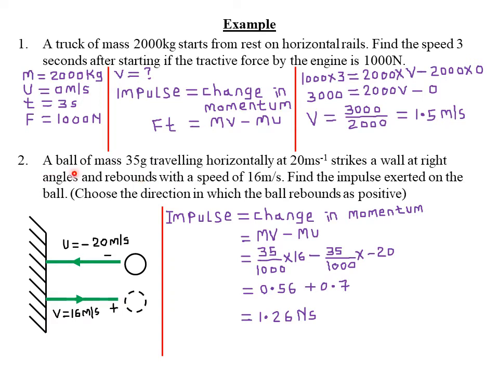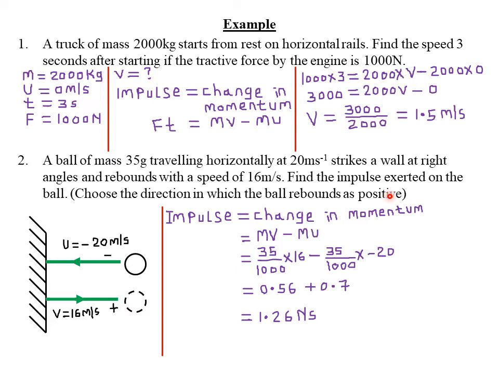Question 2 reads that a ball of mass 35 grams traveling horizontally at 20 meters per second strikes a wall at right angles and rebounds with a speed of 16 meters per second. We are required to find the impulse exerted on the ball. Then we are told that we choose the direction in which the ball rebounds as positive.